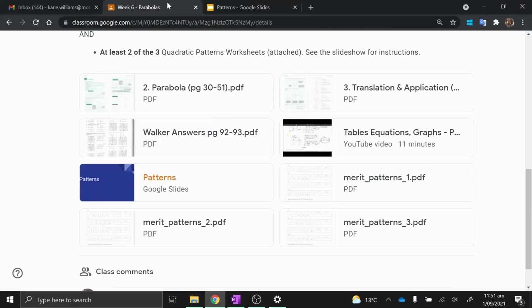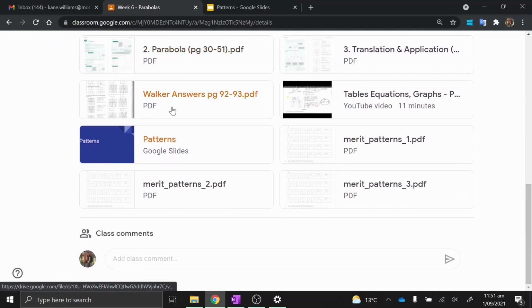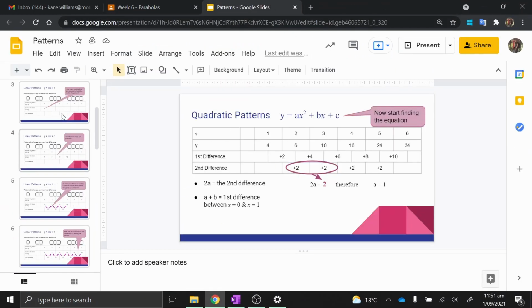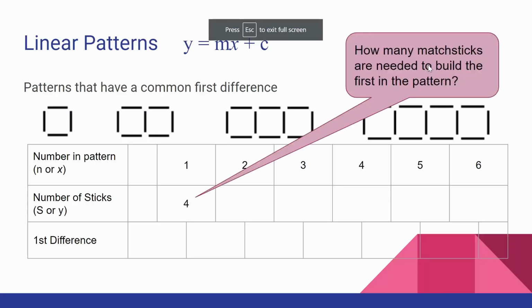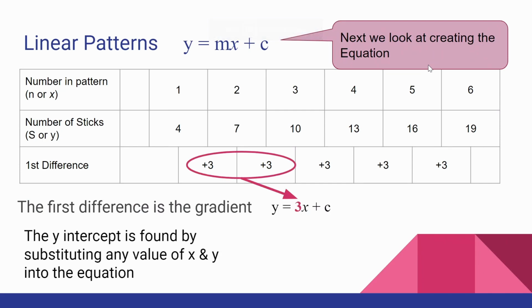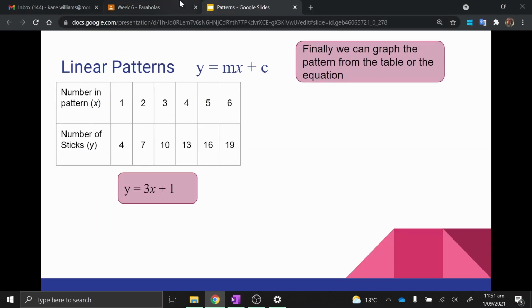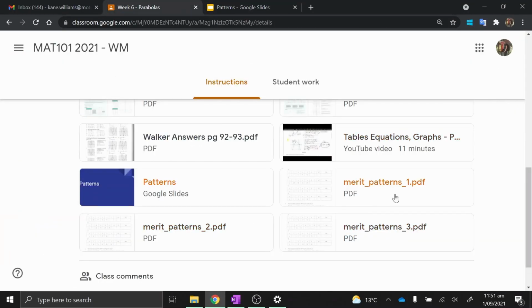Very nice. Now, if you haven't already, I recommend you go to your Google Classroom and check out the pattern slideshow, and you can present it to yourself, and it walks through some more examples with you. You can then use the slideshow to help you with your worksheets over here.